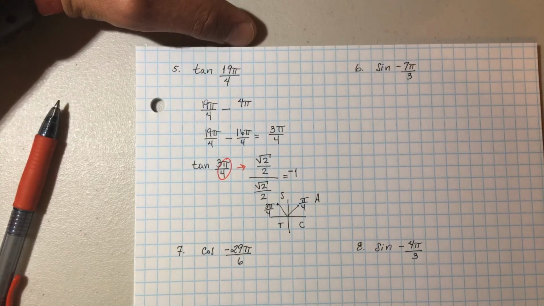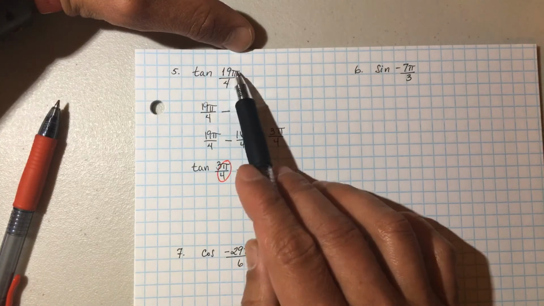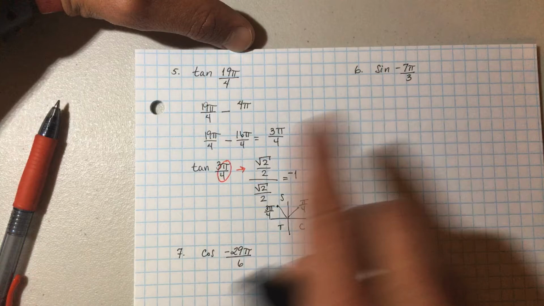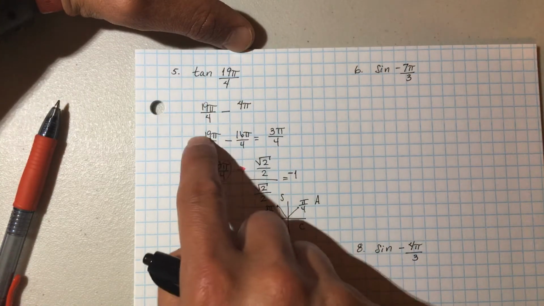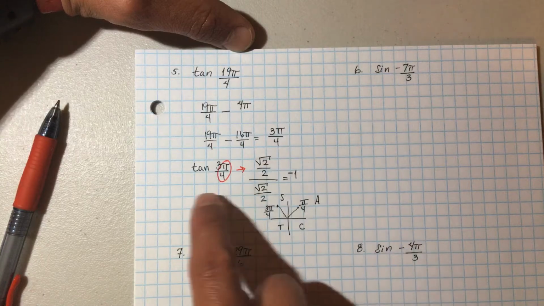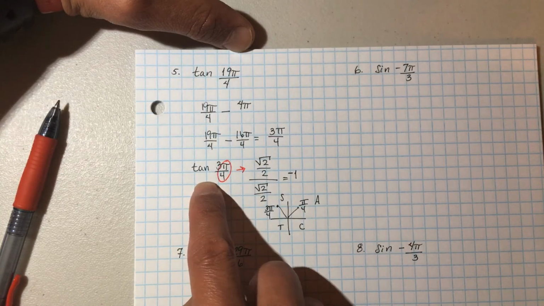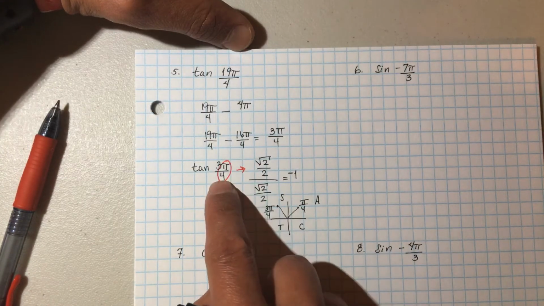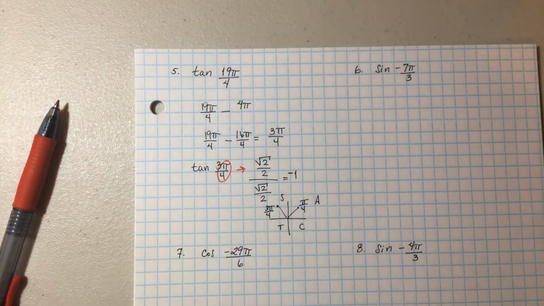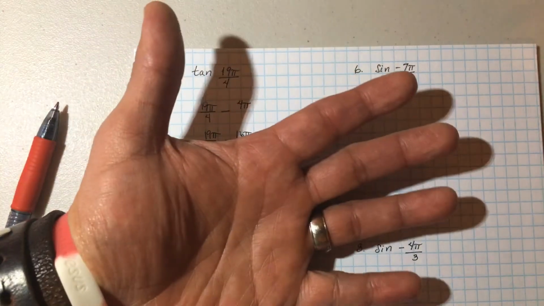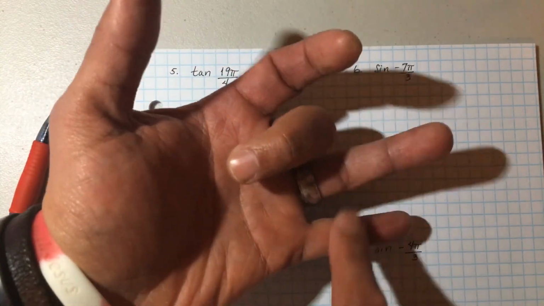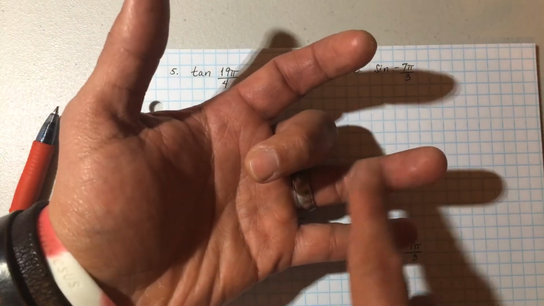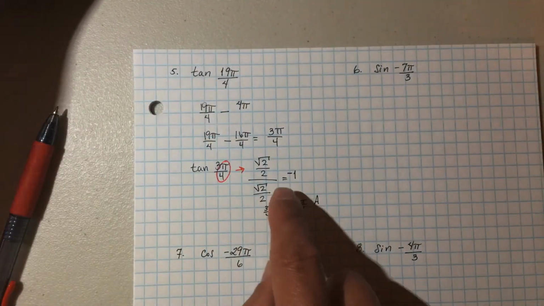Okay, so notice what I did. How many times does 4 go into 19? 4 times. So bring it back. 4 times 4, 16 pi over 4. 19 minus 16 is 3 pi over 4. Good, now we have this. Now I look at the pi over 4, which is my reference angle that I'm looking for. Pi over 4, fold that. What is tangent? It's sine over cosine, square root of 2 over square root of 2, which is 1.